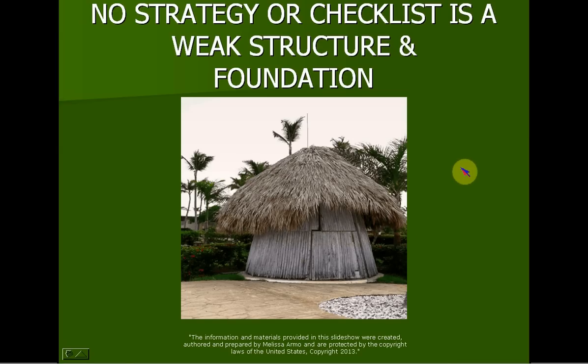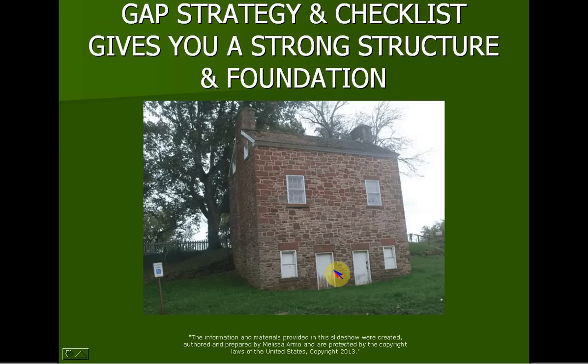So no strategy or checklist is a weak structure and foundation. Like if you wanted to buy a house, would you buy a house like this? Probably not if you lived in a hurricane zone, because one strong wind would blow this thing up and you'd lose everything. And you wouldn't even get insurance for this. No flood insurance, no homeowner's insurance. Nobody would give you anything. You're lucky if you have any friends come over. It's a weak structure and a weak foundation. There's nothing to it. Whereas if you live in a nice solid stone home or brick house, you have a strong structure and a strong foundation.